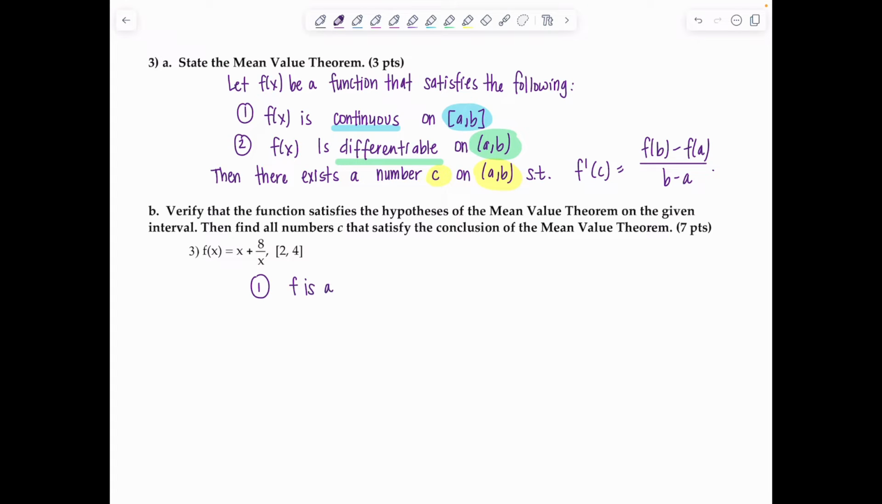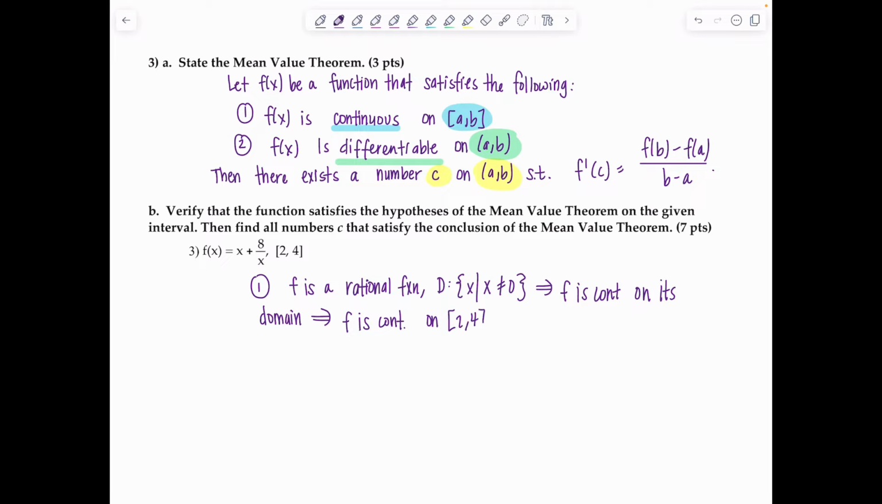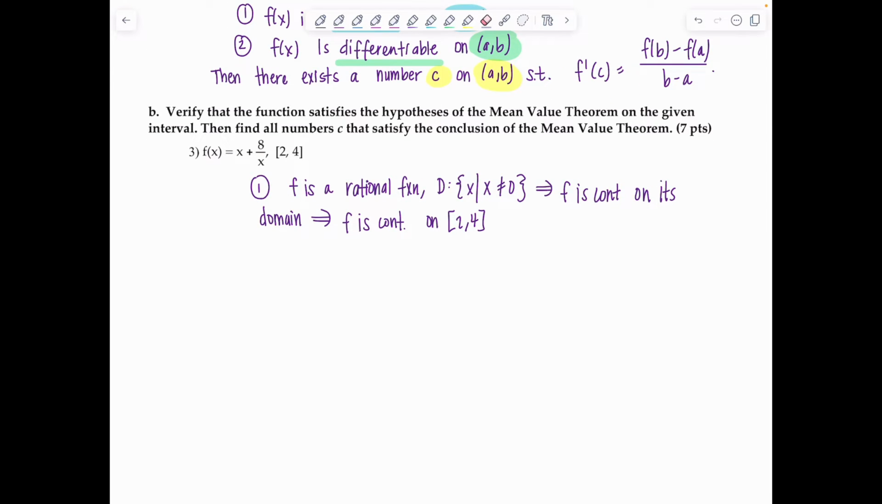So f is what kind of a function? You might think polynomial, but then we have 8 over x, so that makes it a rational function. What's its domain? Yeah, x can't be 0. And by a theorem that we established back in the beginning when you were studying continuity, f is continuous on its domain. The interval from 2 to 4 does not contain 0, so we can say f is continuous on the closed interval from 2 to 4. No problems there.